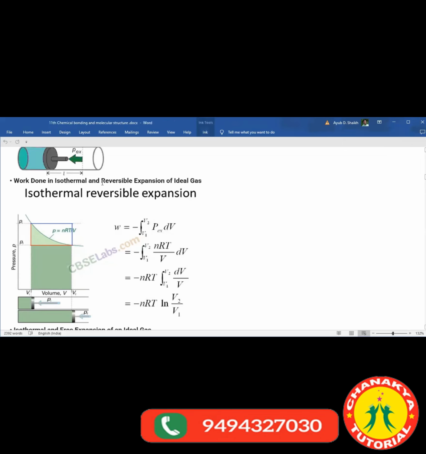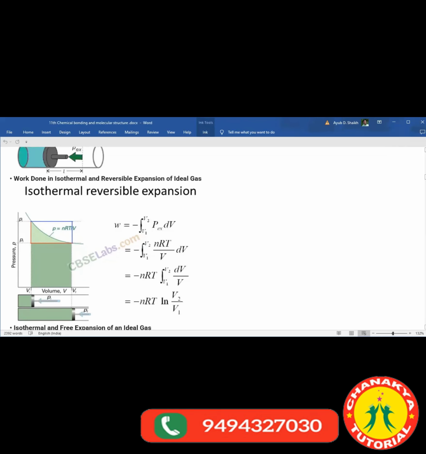That day we already learned about isothermal reversible expansion, right? I'll just revise it once and then we'll move forward. This chapter is very, very important with respect to JEE and NEET. So basic concepts need to be clear. What would be the work done in isothermal reversible expansion, and how is it calculated?